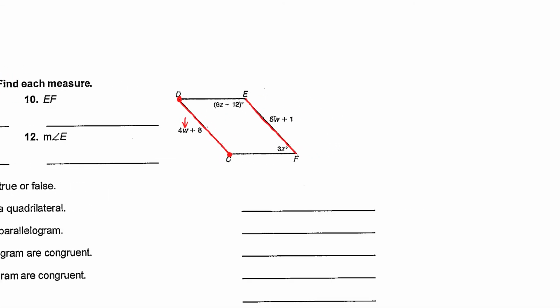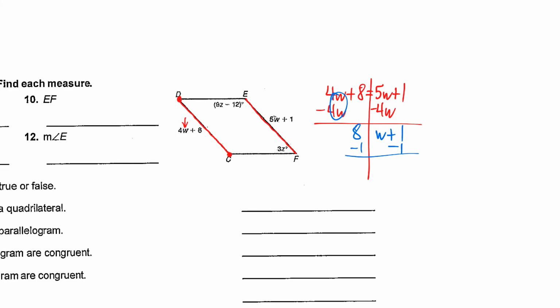Okay, all right, good. So these two sides are congruent, so we're going to set 4W plus 8 equal to 5W plus 1. And then we're going to solve for W, so subtract 4W from both sides. This zeroes out. 8 equals 1W, or just W plus 1, minus 1. So that zeroes out, so W equals 7.